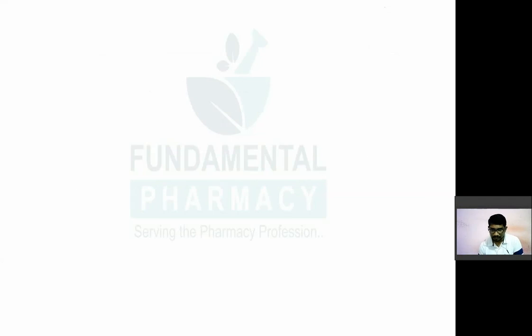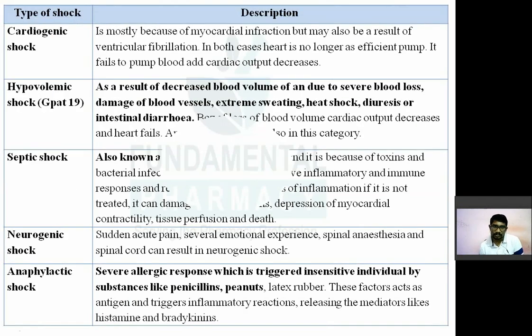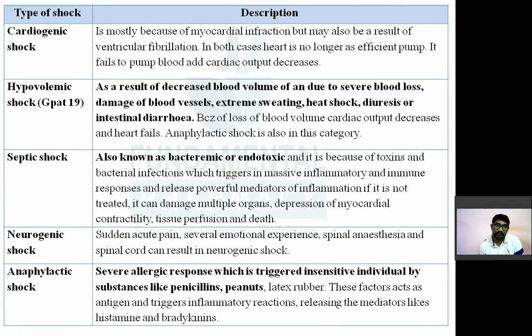Now, last slide. This is again very important. इसके ऊपर भी क्वेश्चन आ चुका है. Types of shock. First is known as cardiogenic shock. So cardiogenic shock means what? It is mostly because of myocardial infarction and maybe because of the result of ventricular fibrillation.